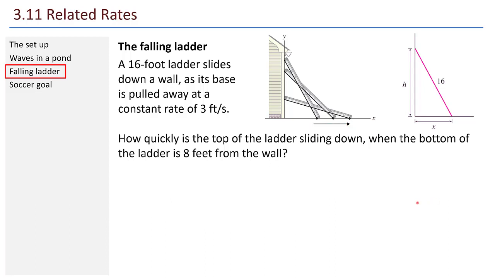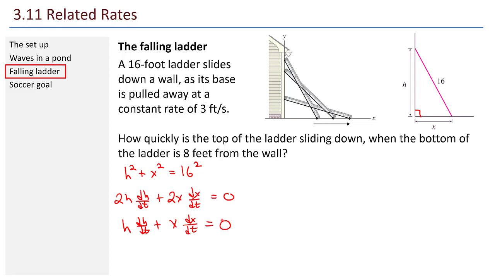Give myself a little room here. So how are h and x related? Well, look at the picture on the right. I really have a right triangle where h and x are the legs, 16 is the hypotenuse, so it looks like h squared plus x squared equals 16 squared. Next step, take the derivative of both sides with respect to t. So I get 2h dh/dt plus 2x dx/dt equals 0. I can make my equation a little easier to work with by dividing both sides by 2.